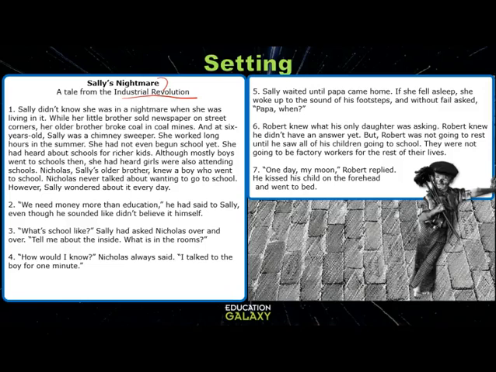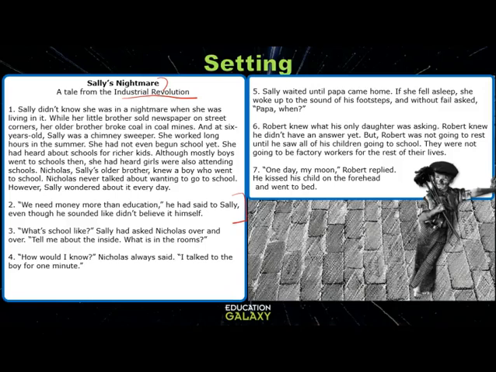Think about how the story would be different if the character of Sally went to school like you do. So the setting of being a child worker and not being able to go to school affects how she feels in this story. So try to put yourself in her place when you think about the effect of the setting on the character of Sally.